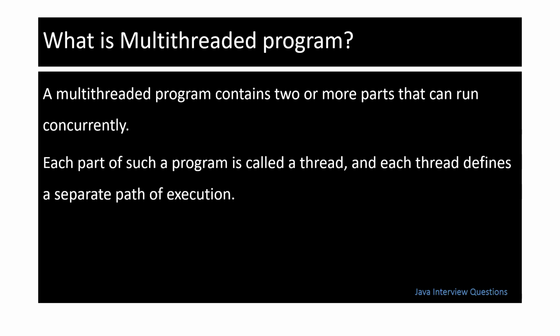What is a multithreaded program? A multithreaded program contains two or more parts that can run concurrently. Each part of such a program is called a thread, and each thread defines a separate path of execution.